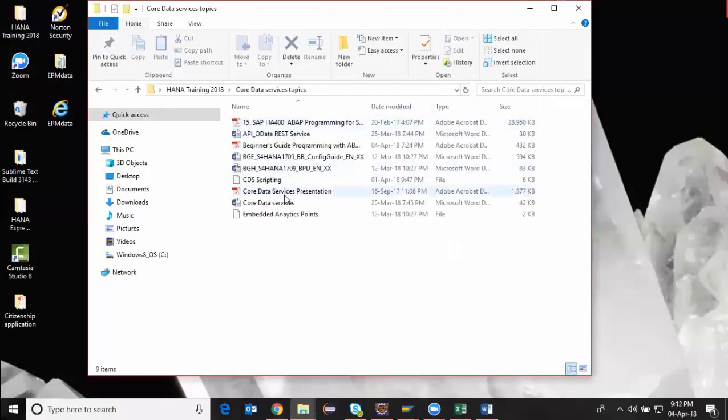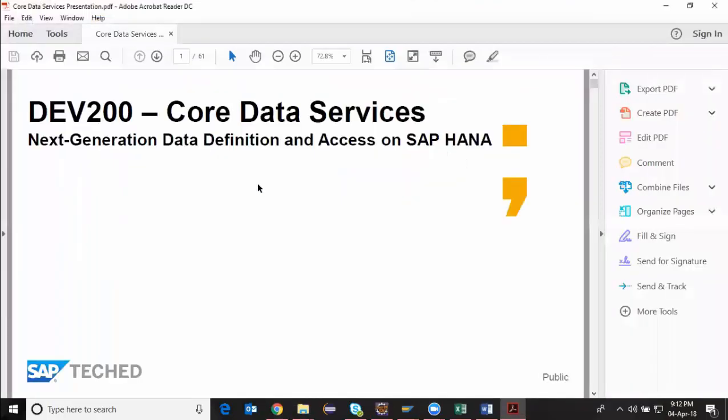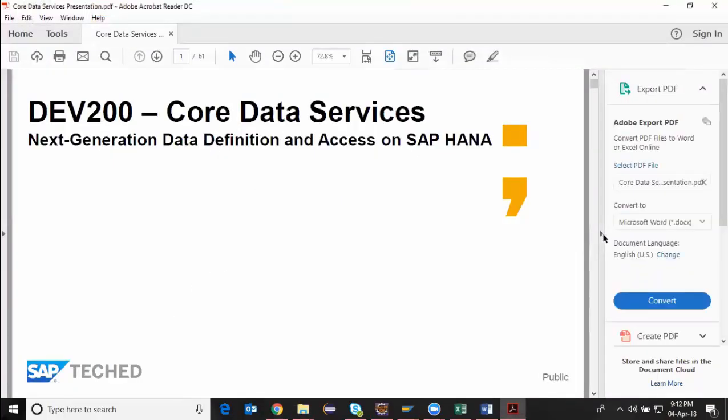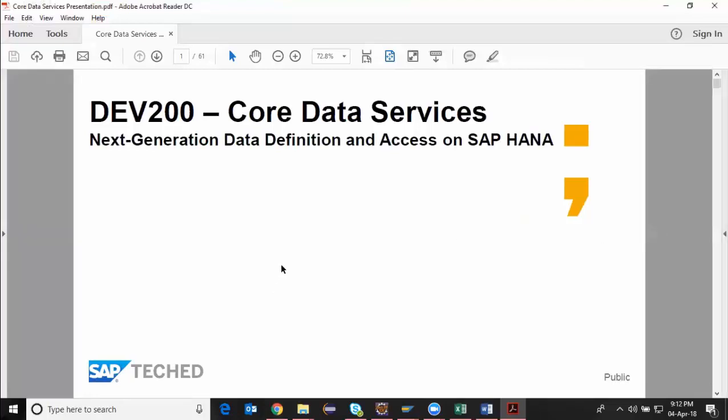Core data services. So this is a very simple document I'm going to show you. I really don't want to get into the documents, but I wanted to show you this document. This is an SAP presentation. I don't know where you heard about it. Usually they give it in tickets. It is a 61 pages document, but it explains the topic very well.